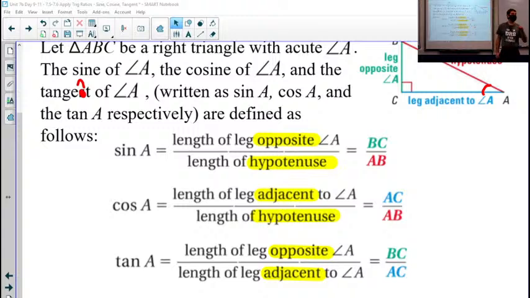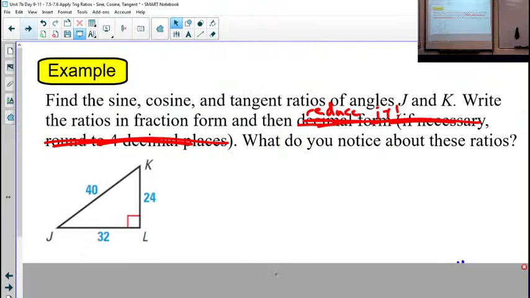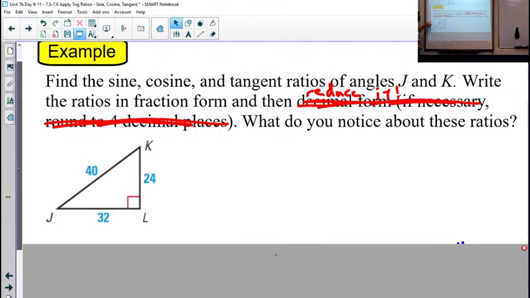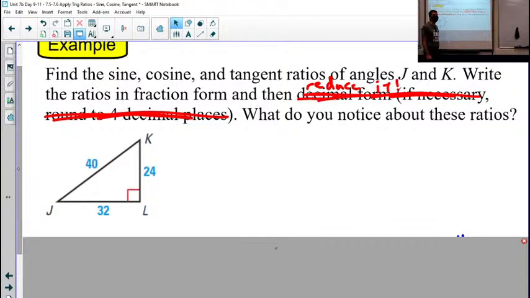So now let's look at some examples to show what this setup is going to look like. Here we go. Find the sine, cosine, and tangent ratios of angles J and K. So we're going to start with angle J and get our three ratios for all of them. We're going to write the ratios in fraction form, and then we're going to reduce them. So we're changing from what the directions say, because I want to just keep it to fractions and not have to write out big, long decimals.